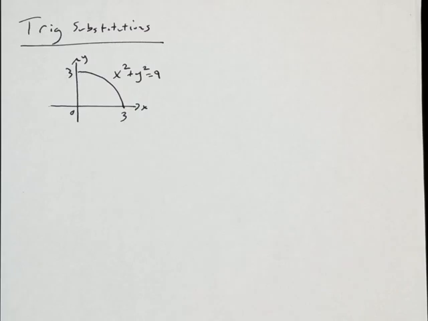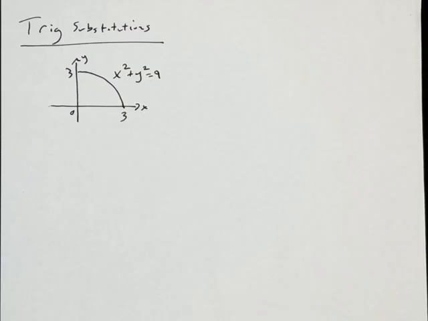A question for you. What is the area under the curve x squared plus y squared equals 9? And we're looking at the area in the first quadrant. There's a way to do this with no calculus.